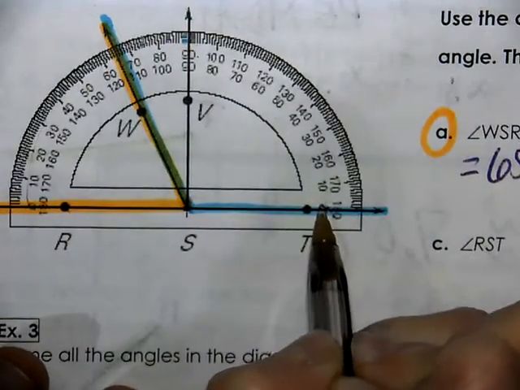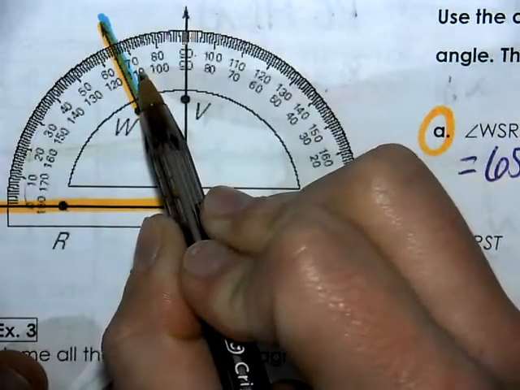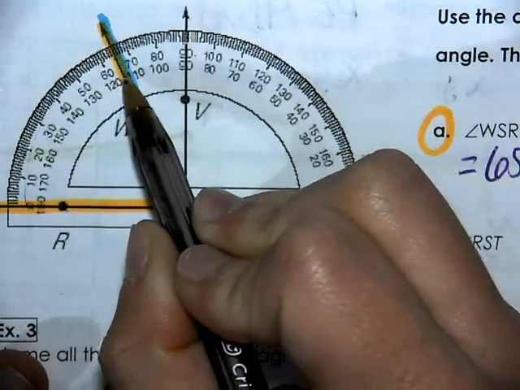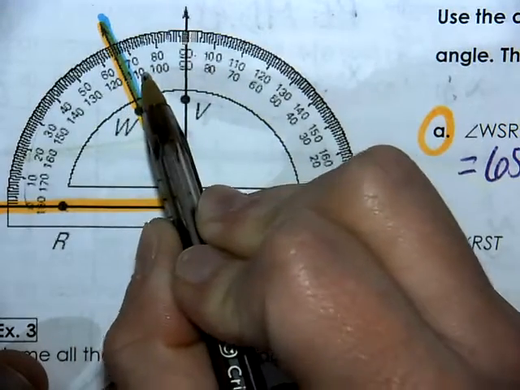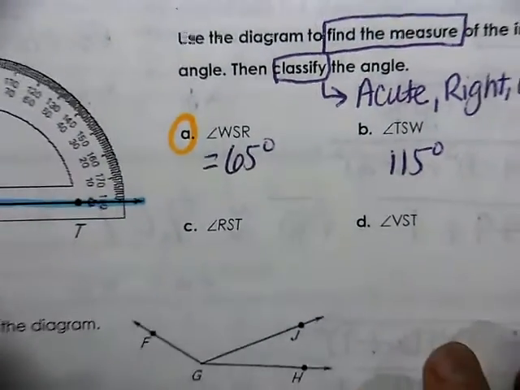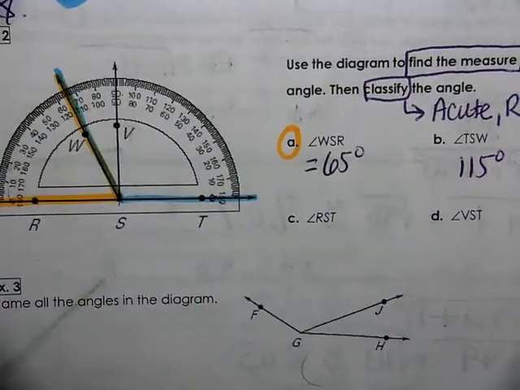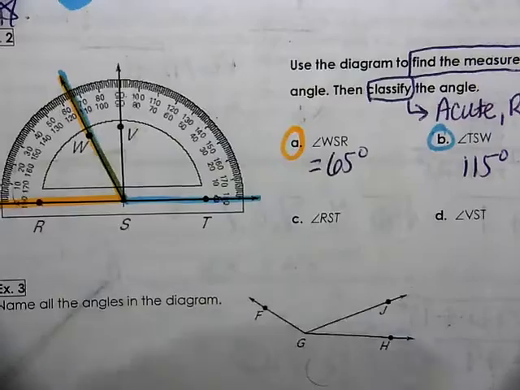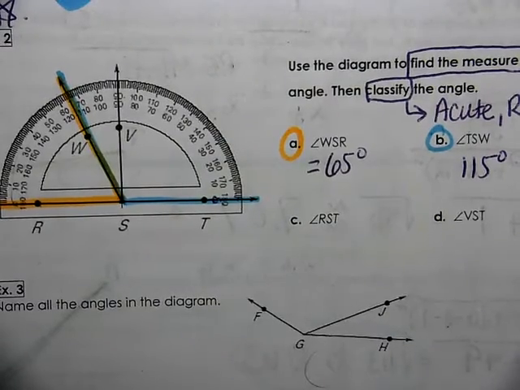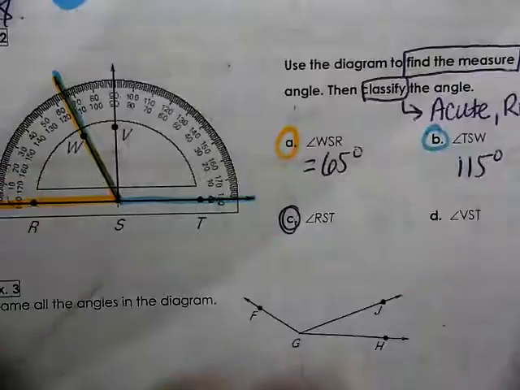So starting at 0, I'm going all the way around, and it looks like this is 110, 120, but we land right in between 110 and 120 degrees, and that is 115 degrees. We always need to have our degree symbols whenever we are talking about a measure. So in this problem, the answer is 115 degrees. The next one is RST. So let's go ahead and look at RST.